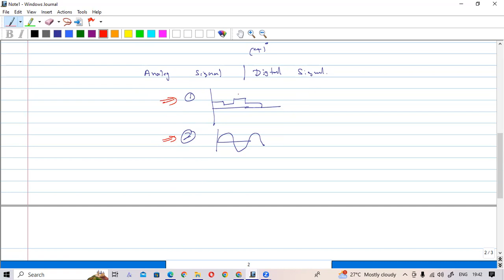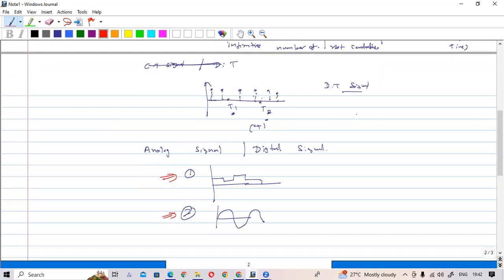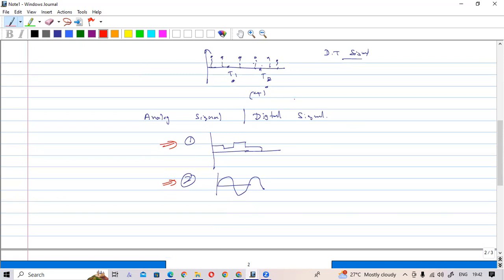Okay, I will explain what is an analog signal and what is a digital signal. Continuous time and discrete time, you decide it based on the time value or x-axis value, the independent variable. If the independent variable is continuous, having all the values, it is called continuous time. If the x-axis value has discrete values, it is called a discrete time signal.